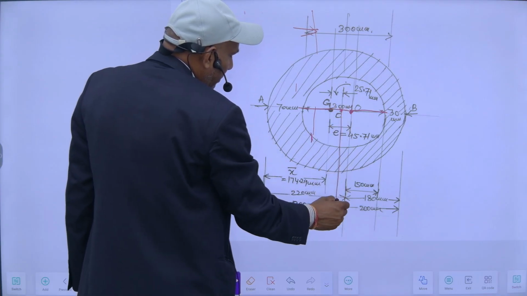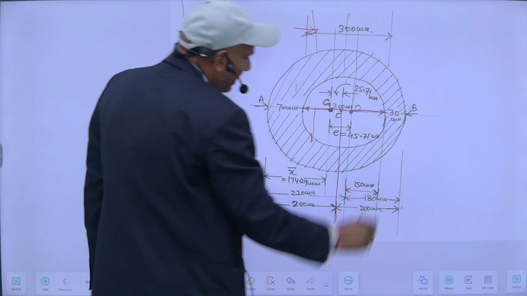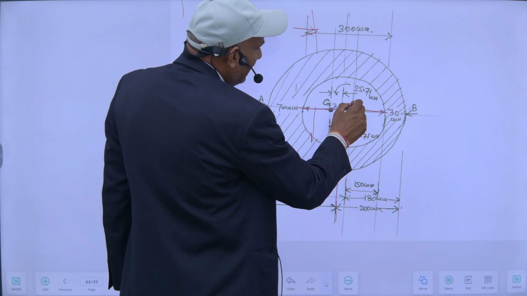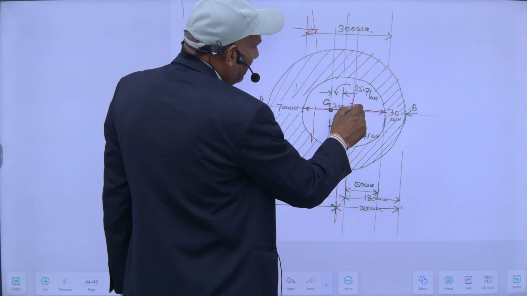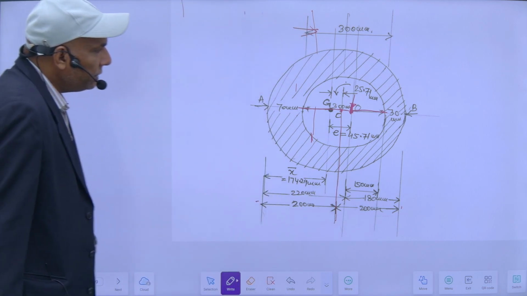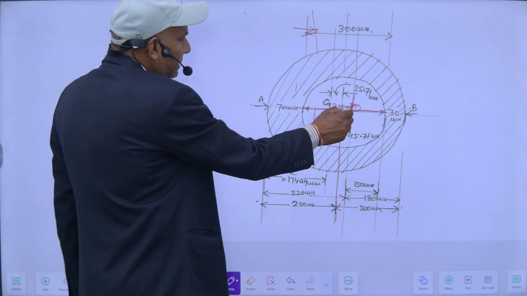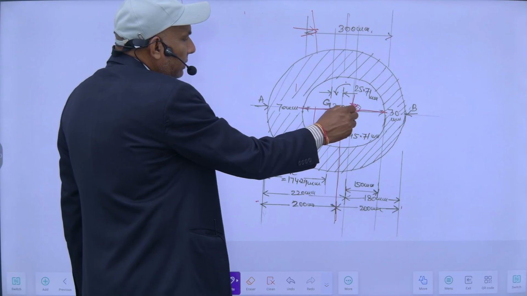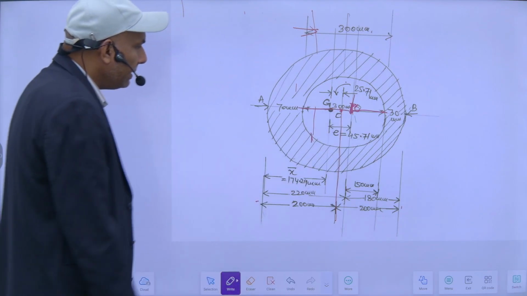So it will be 200 and 200 on both sides. So this is the center of the bore where the load is acting. So my load is acting at this point. This is the position where the load is acting. So it is acting at the bore axis. My bore axis is this center of the bore. So my load is acting here.